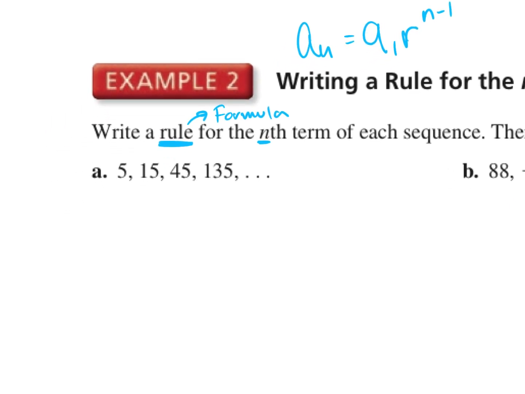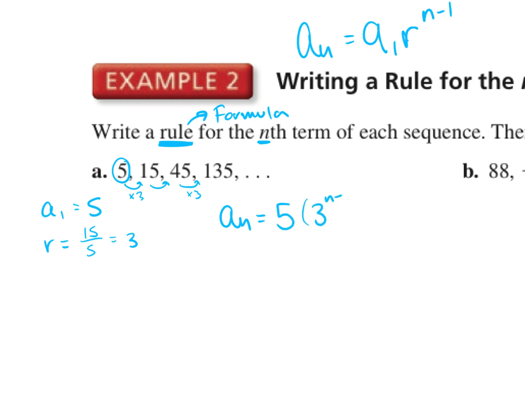So let's start with our rule. For our rule, we need to figure out what a sub 1 is and what our common ratio is. So what's our first term? 5. It's the first term in the sequence. Now for our common ratio, we could do the second term divided by the first term. So it's 15 divided by 5, 3. So I'm multiplying by 3 each time to get from one number to the next. So our common ratio is 3. So let's plug those in. We have a sub n is equal to 5 times 3 to the power of n minus 1.